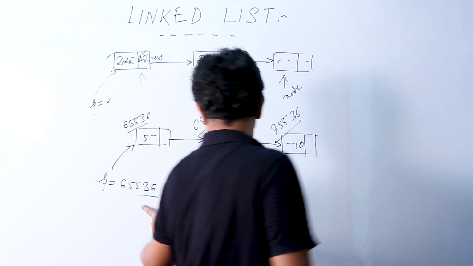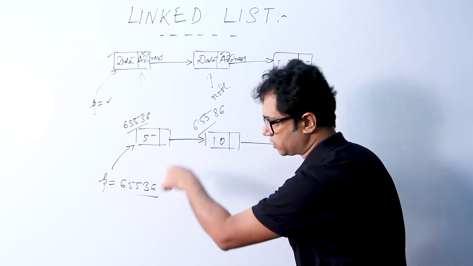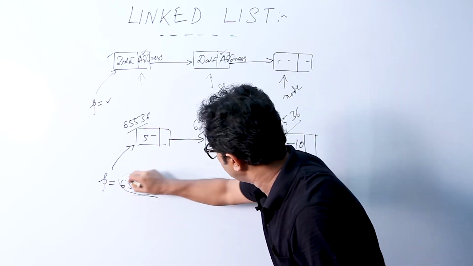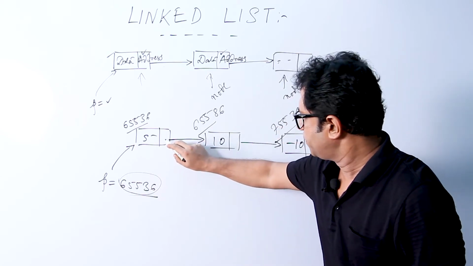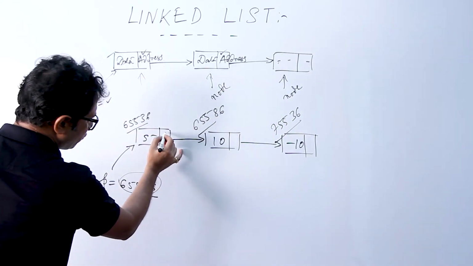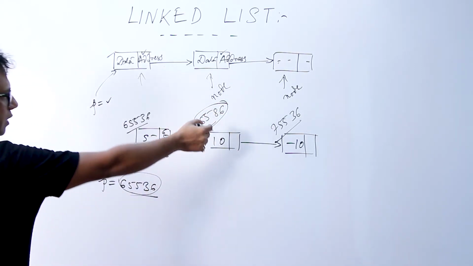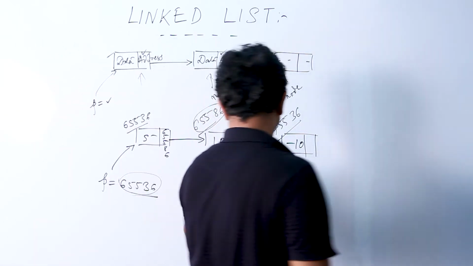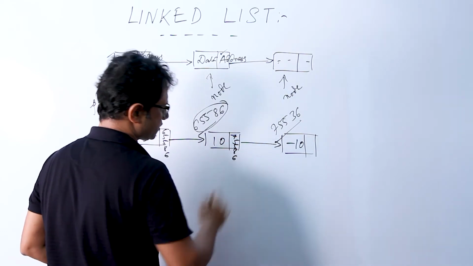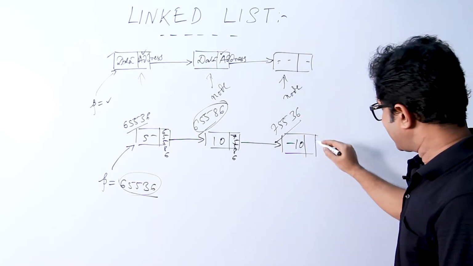So P is equal to 65536 means P is a pointer to this data type, that is, the user defined data type, which we will explain in a bit. This pointer holds this address value, and there will be another pointer here, that is the address of the next node, which I have explained before. This field will contain 65586 because this is the address of the next node, and this will hold the address of this node, that is 75586, and this node is not pointing to anyone because this is the last node in the entire linked list.